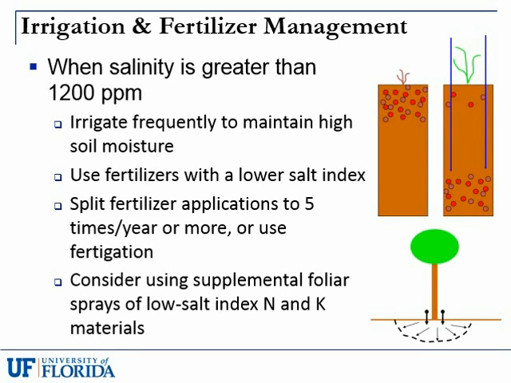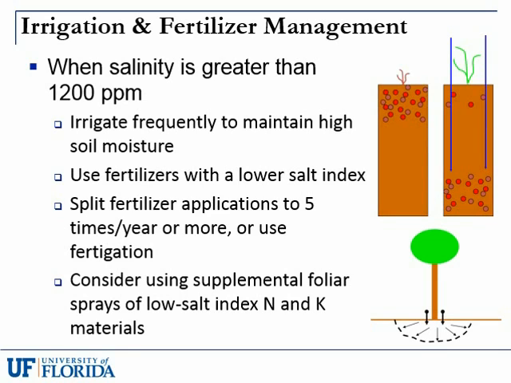Another thing is splitting your applications up into smaller increments over more periods of time, or ideally, if you can, do it in fertigation and spread that out. So rather than getting a dose of all your fertilizer salts all at once, you're spreading it out, and that'll help make sure that you get more availability to the plants without adding to the salinity aspect. And then also with some of the foliar sprays that you might be using, try to pick ones that have a lower salt index as well.